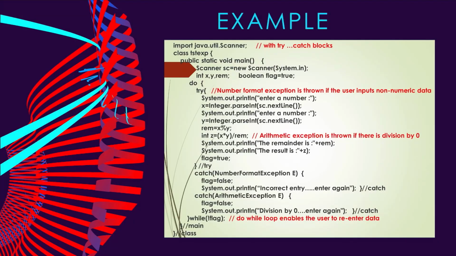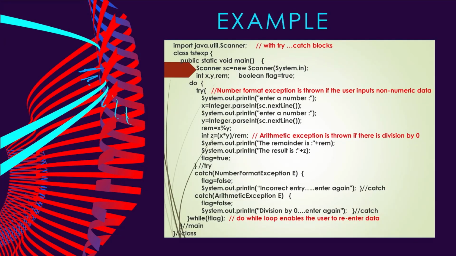There's the possibility of 2 exceptions occurring here: number format exception, as you can see, as well as arithmetic exception. Now what is arithmetic exception? It's when you divide by 0. Over here, if you see in the code, int z is equal to (x * y) / rem. So here we're doing division and there's a possibility that it might divide by 0. Therefore we've placed this in the try block as well.